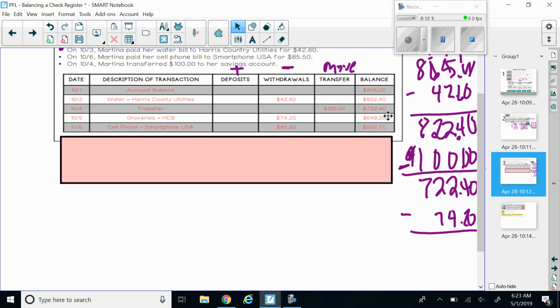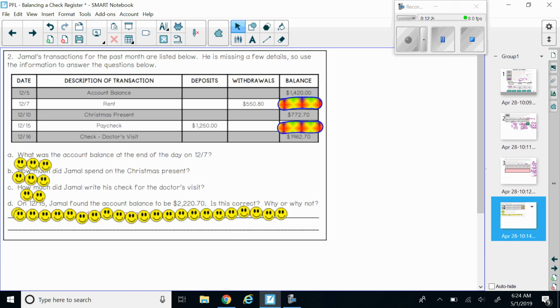Okay, so that's how you fill things in. This is how you do the math over here. Okay, now let's go to this next page. Your job is to now pause the video and you're going to answer these questions. Do you like my smiley faces? They're cute. So you're going to look at what we have. Well, she started off with $1,420. She spent some money. You need to find out what these pieces of information are in order to answer all of these questions, okay? So pause the video and go ahead and do it.